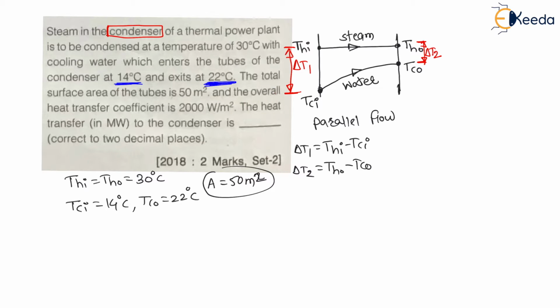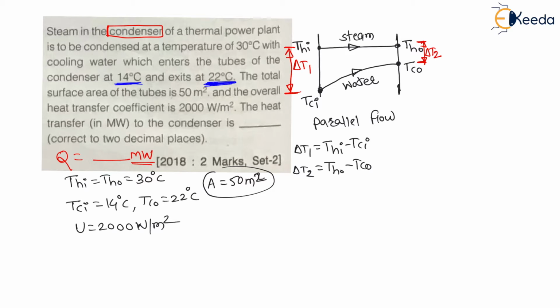Then the overall heat transfer coefficient U is given as 2000 watt per meter square. Therefore, U is equal to 2000 watt per meter square. After that, the heat transfer in megawatt to the condenser is to be found, correct to 2 decimal places. Now, my dear students, they are asking what is the heat transfer, but in megawatt. We have to find it in megawatt, right?